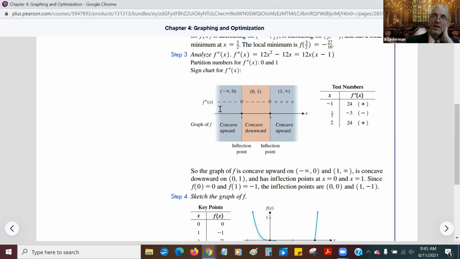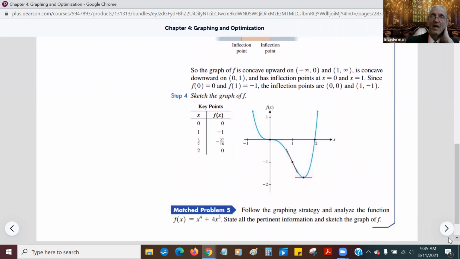So the graph is going from concave up to concave down, back to concave up. So 0 and 1 are partition numbers. I'm sorry, points of inflection. Points of inflection, that's what I meant to say. And now putting all this together, this is what I get. It's concave up. It switches concavity at x equals 0. We said that was a point of inflection. It's concave down. Now here it switches to concave up. So x equals positive 1 is another point of inflection.